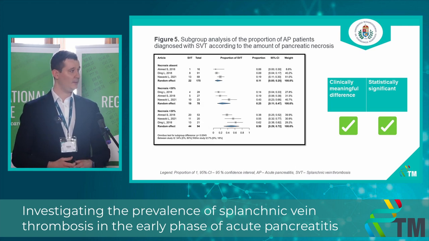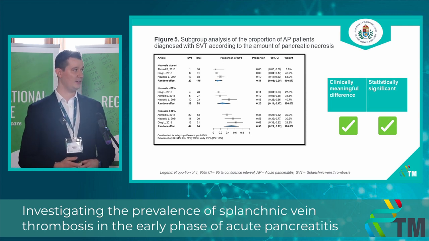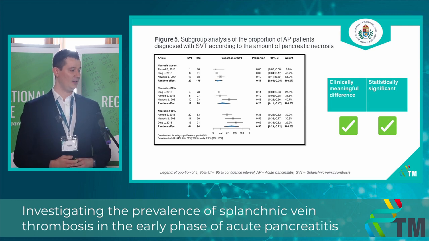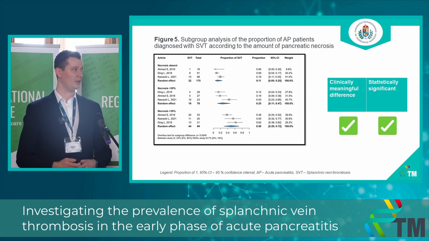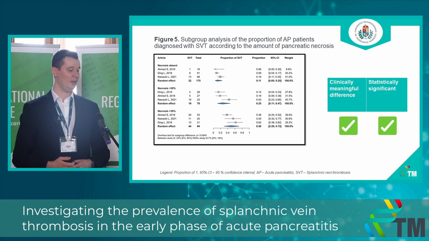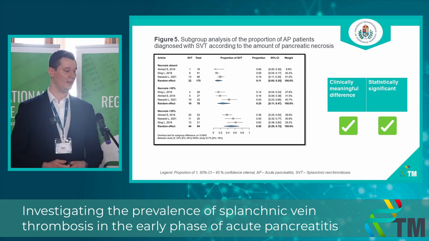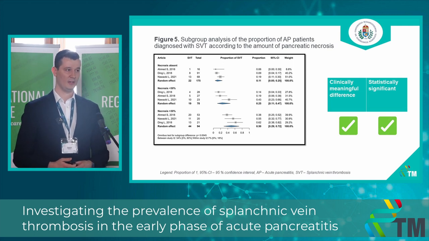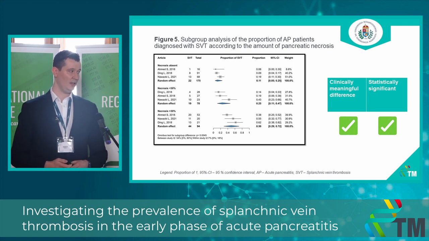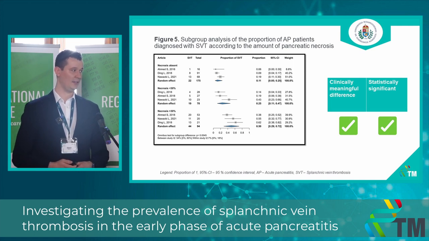The fifth forest plot shows a subgroup analysis by the amount of pancreatic necrosis. And we have three groups: necrosis absent, in this case, 11% of patients are affected; necrosis under 30%, a quarter of patients are affected; and necrosis over 30%, and in this case, half of patients are affected. The results are both clinically and statistically significant. It highlights that some patients are at higher risk of developing SVT.